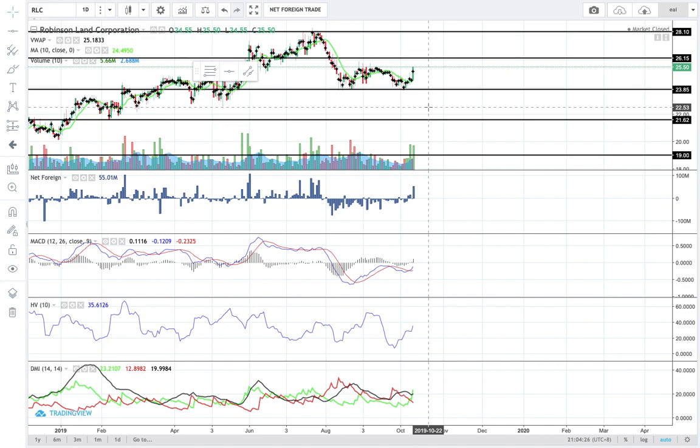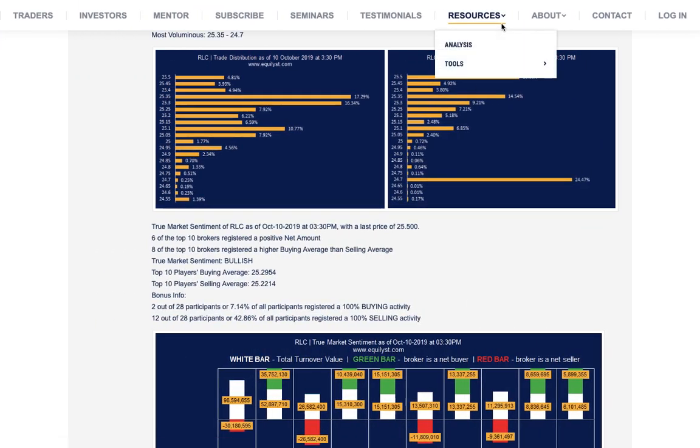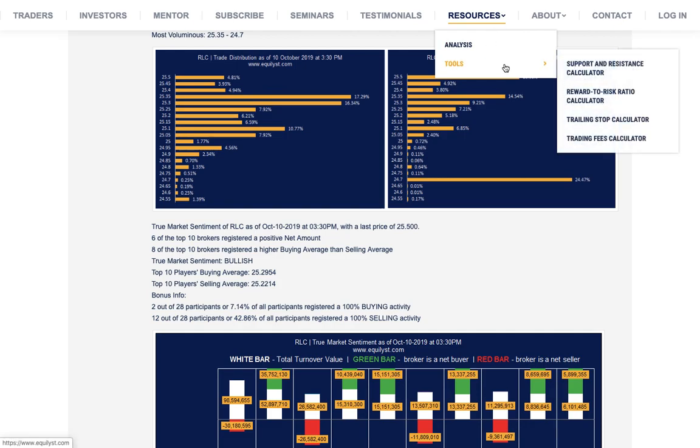Guess what? What is it? The calculation of your reward to risk ratio. The good news is on our website, go to resources, tools, then you will find your reward to risk ratio calculator that I developed for you last weekend. You also have the trailing stop calculator. You also have the support and resistance calculator up to 3 levels. And lastly, you have the trading fees calculator.